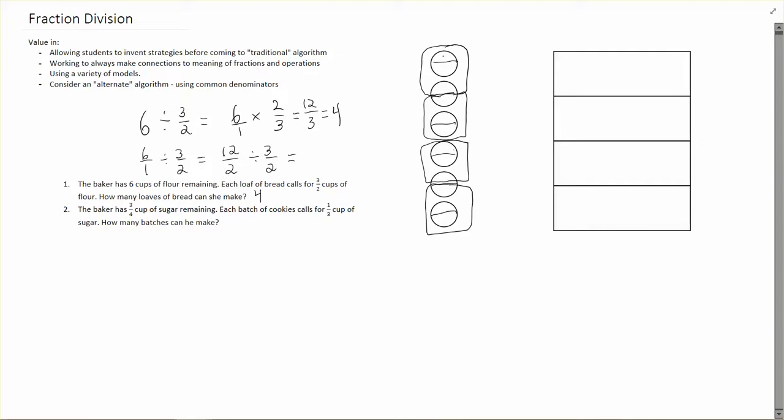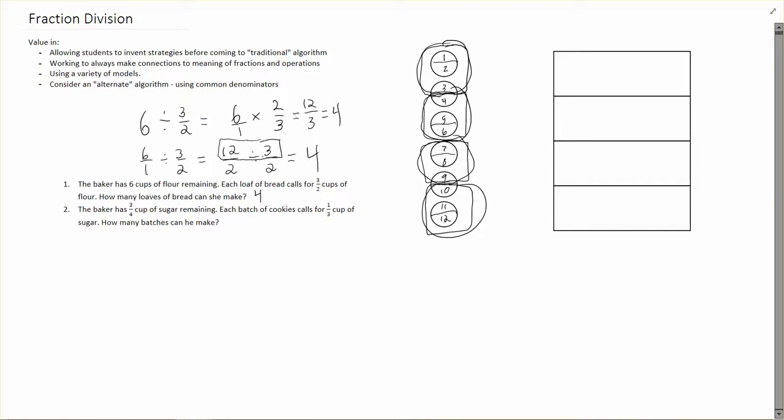Well, here are my 12/2. 1, 2, 3, 4, 5, 6, 7, 8, 9, 10, 11, 12. And I'm just grouping them into groups of 3. That's exactly what I did. And we can see that I ended up with 4 of them. When we get a common denominator, the problem becomes a question of what's happening with the numerators.